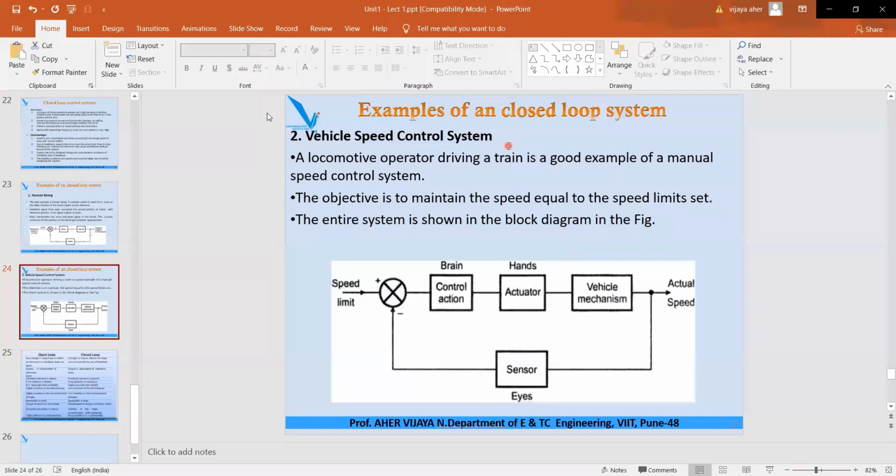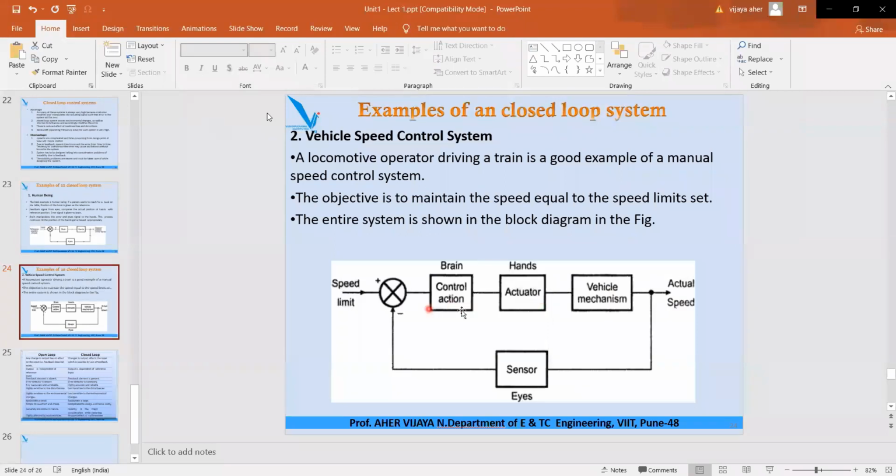This is again the second example of a closed loop control system, the vehicle speed control system. Again here, this is the process block, this is the controlling action, and this is the actuator between process and controller, and this is your feedback element, the sensor. In the process block, I have taken the vehicle mechanism. This is the actual speed of the vehicle, which is the output. Now these actuators are nothing but our hands, in order to apply the brake through actuators.